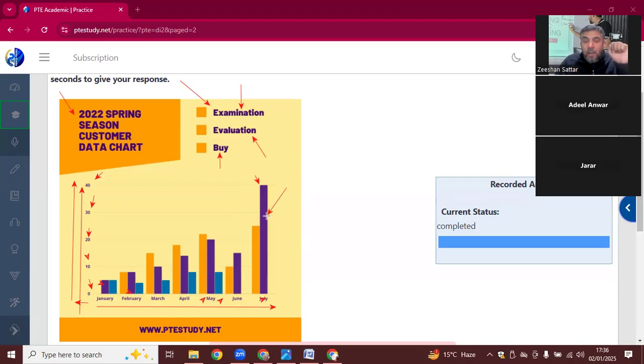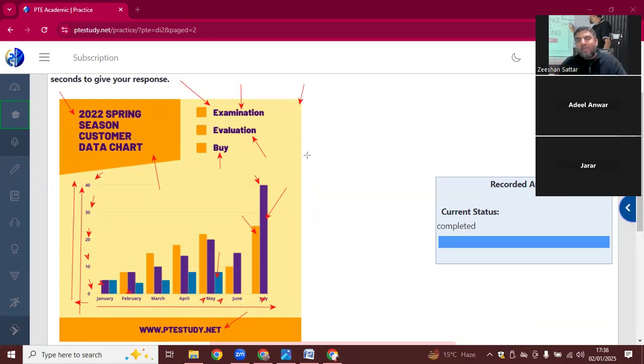Like this purple color of the bar is a content. Orange color is a content. Blue color is a content. And you see here an orange color box. It is a content. You see here written www.ptestudy.net. It is a content. If we talk about the yellow color, this is a content. So each and everything what you can see on the picture is our content.